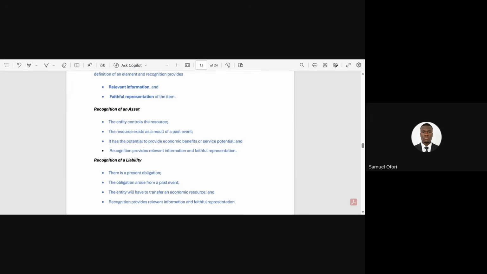The entity will also have to transfer an economic resource in the future. If I am paying for the thing, I have to transfer a resource. I have to transfer cash, 1,000, to the person. That's why I have a liability. And also, if its recognition provides relevant information and faithful representation. Please, do you understand?